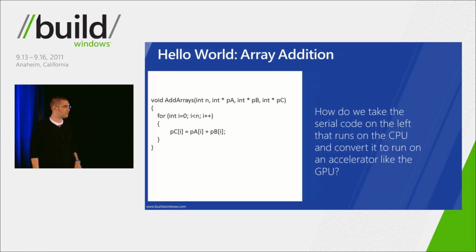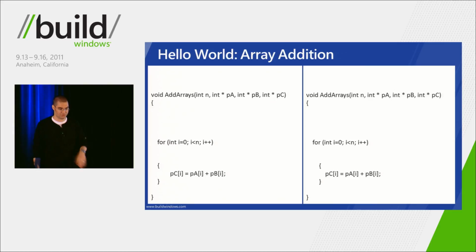So how do we do that? Well, let me go and insert some spaces and copy this code to the other side. I've just done that. And now what we're going to do is take one side and make it use C++ AMP in order for it to be able to run on the GPU. So keep an eye on that.